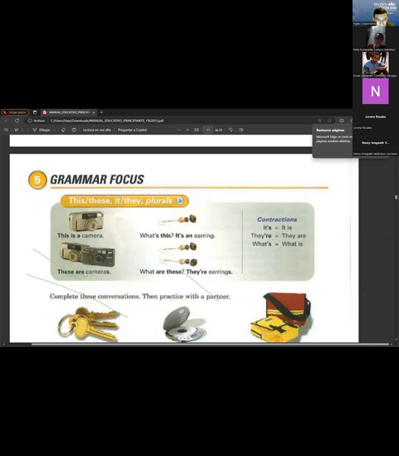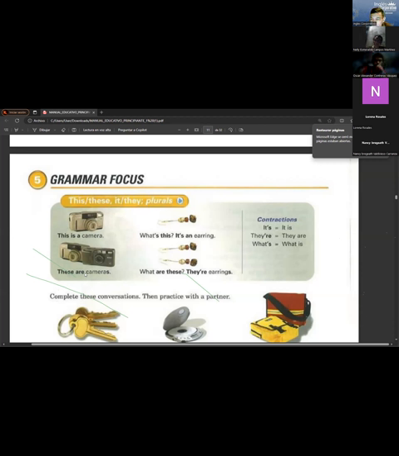¿Qué significa this and these? Significa este o estos. Ok. Objetos que están bastante cercanos a nosotros. Ok, por ejemplo, si tu celular está cerca, entonces sería this. This is my cell phone. Y si sus llaves están cerca, entonces serían these are my keys.